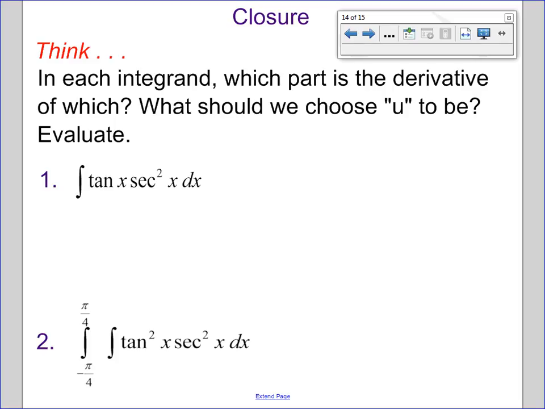Okay, ladies and gentlemen, how did you interpret number one, the relationship between the two pieces? Brendan? Secant squared is the derivative of tangent. Nice. And so if we were performing u substitution, we could choose u to be tangent of x. Then when we differentiated u with respect to x, we get the secant squared x dx part. So that is our derivative of the base. So we're ready to rock and roll with the antiderivative. Overall tangent of x to the first. So this is a power rule. So we get 1/2 tangent squared of x plus c.